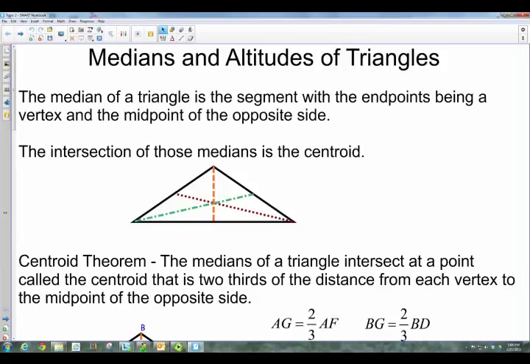So in the last section we looked at some of the bisectors and understood what those points of intersection were called. In this section we're going to look at medians and altitudes and talk about kind of the same idea.